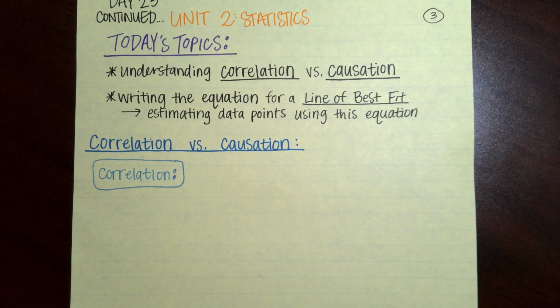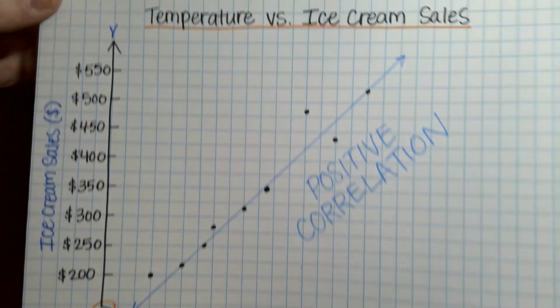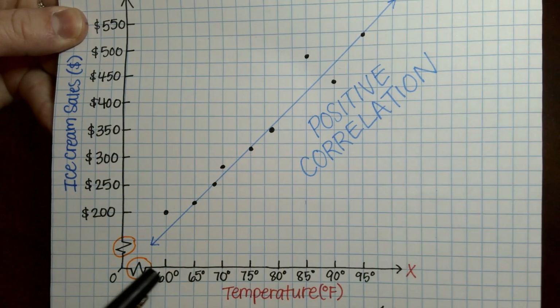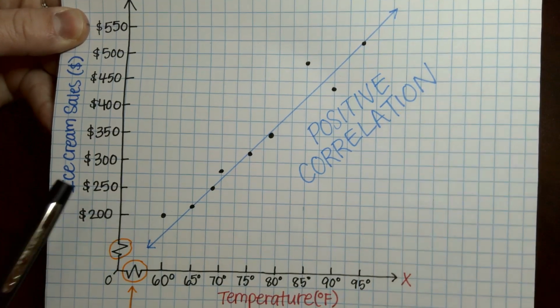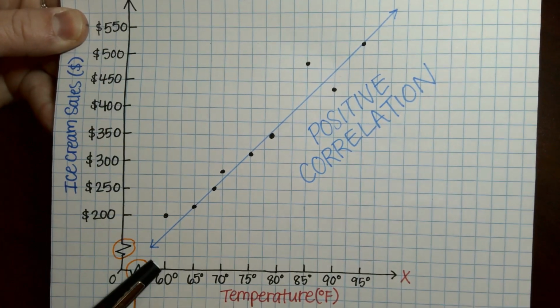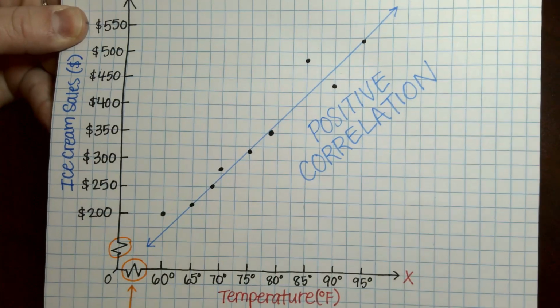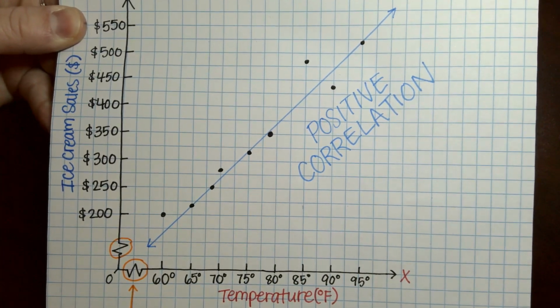So correlation is just a fancy word for the statistical relationship between two different variables. Basically, it means whenever one variable changes, the other variable tends to change in a consistent way. So whenever we drew this graph, we saw that as the temperature gets higher, so do the ice cream sales. These are correlated. They do tend to change in a consistent way.